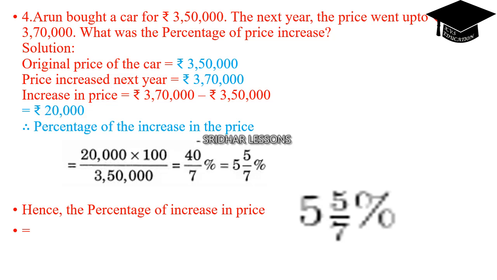Therefore, if you can observe, the calculation of percentage of increase is equals to 20,000 into 100 by 3,50,000. Upon cancellation, this will come as 40 by 7%, or also we can write this as 5 into 5 by 7%. Observe the procedure carefully and do the necessary steps.